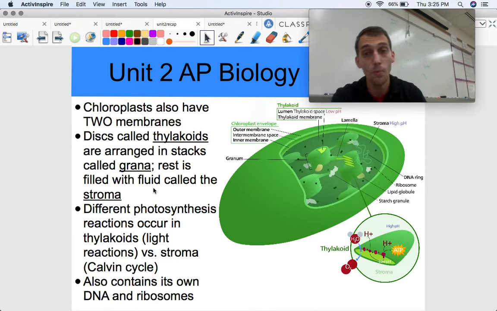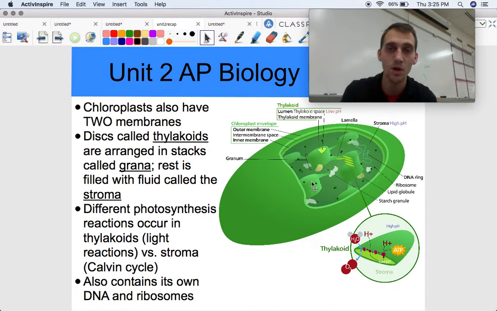Same with the chloroplasts. Chloroplasts also have two membranes. Those discs within the chloroplast, if you take a look at the diagram here, are called thylakoids. And the thylakoids are the locations of what we call the light reactions of photosynthesis. Again, this is Unit 3 stuff, where this is going to come back in a big way.